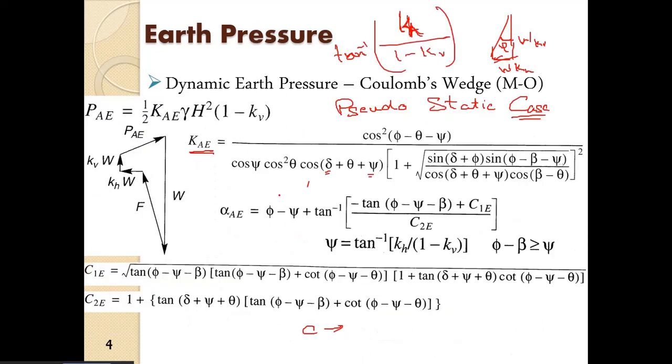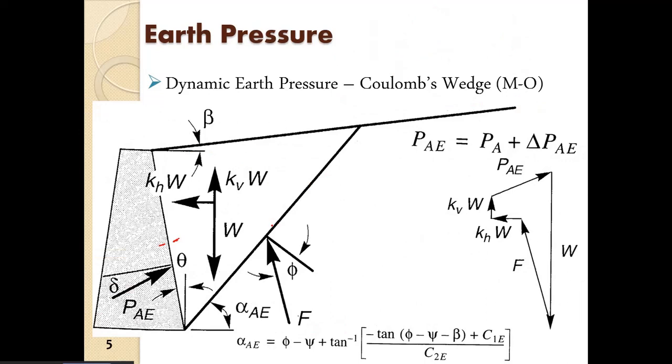Similarly, as in the active case, we also found out the passive case. The other thing to consider is that while analyzing for dynamic increment, we have to find out what the increment is. We know that for a static case we will have an active earth pressure, and for a dynamic case also we will have an active earth pressure. So PAE minus PA is the dynamic increment, that is the additional amount of force applied due to the seismic shaking.